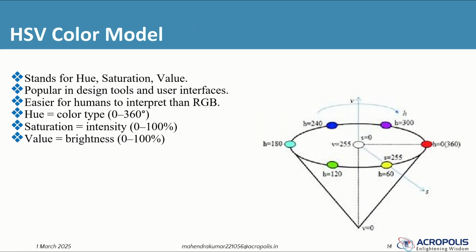So let's go further. The HSV color model. Moving here, in HSV, H stands for hue, S stands for saturation, and V stands for value. It's often used in design tools because it aligns more closely with how humans perceive color. Here, hue is the type of color, red, blue, green, measured in degrees on a color wheel, saturation is the intensity of the color, and value is the brightness.